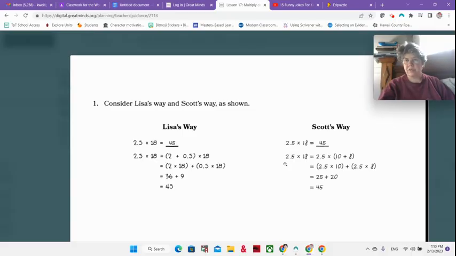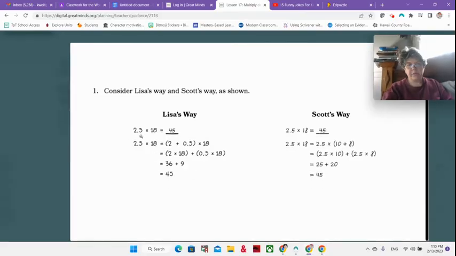So in break apart and distribute, you break apart one of the numbers, and you distribute it to the other number. Remember, distribute means to pass out. If I distribute a ruler to you, I'm passing out the rulers, right? Okay, so let's check it out. Here we have Lisa's way, and in your book it tells you to consider both of these ways.